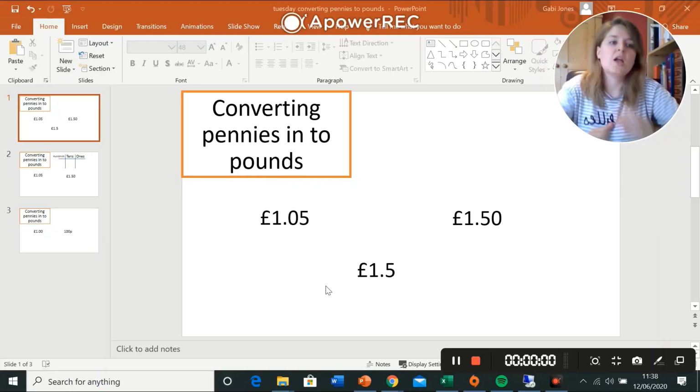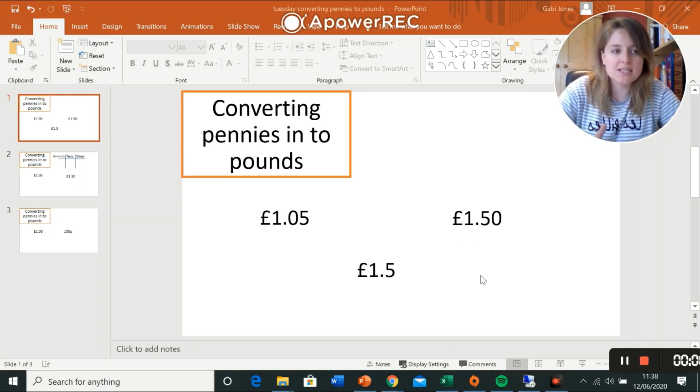Okay? We're going to start by looking at these 3 values and why it's important to have the zero, the placeholder, within our number. So what are these 3 numbers? Well, we've got £1 and 5 pence. We've got £1 and 50 pence.